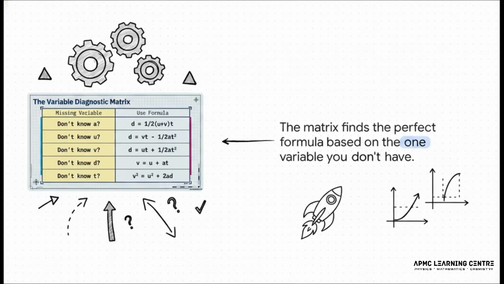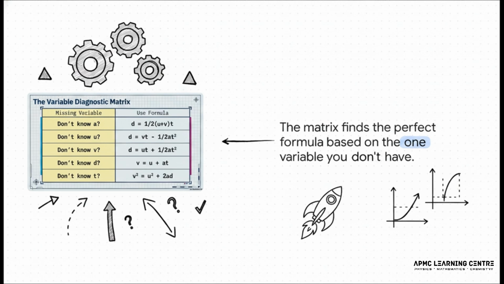And this is how we do it. This beautiful thing is the diagnostic matrix. So in any given problem, you'll know 3 of the variables, you'll need to find a 4th one, and there will be one leftover variable that you just don't know and don't care about. This matrix lets you use that one irrelevant variable to find the perfect formula.